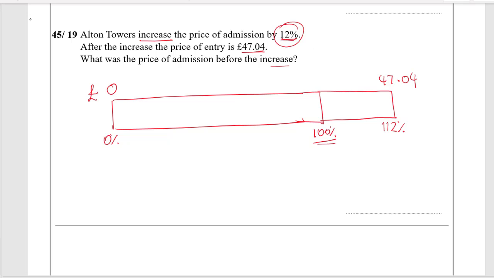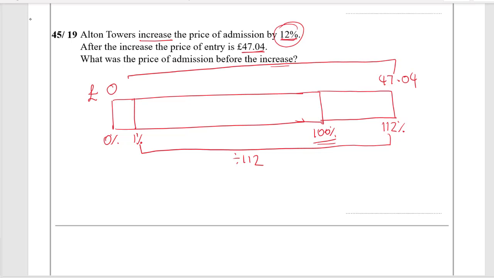Okay, now what we need to do is first, we can find out what 1% is. So let's say that's 1. And then times the 1% price by 100 will give you the 100% price. Now in order to go from 112 to 1%, we need to divide it by 112, because 112 divided by 112 is 1. That means we need to divide the price by 112 as well. So £47.04 divided by 112 gives us an answer of 0.42, which is 42 pence.